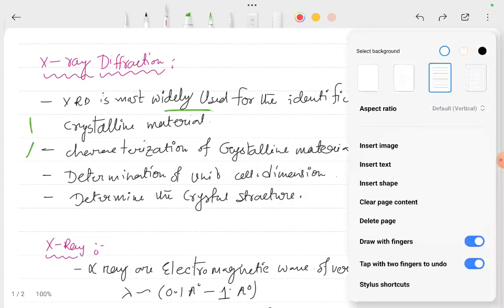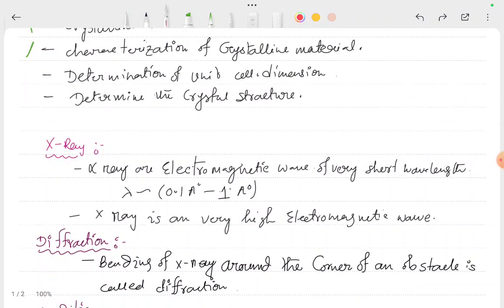Now, next point is what is X-ray. We will understand one by one. So first of all, what is X-ray? X-ray is an electromagnetic wave. Okay, and this electromagnetic wave has a very short wavelength, approximately 0.1 angstrom to 1 angstrom. Okay, this is a very short wavelength. And since X-ray has a very short wavelength, it means X-ray is a very high energy electromagnetic wave.